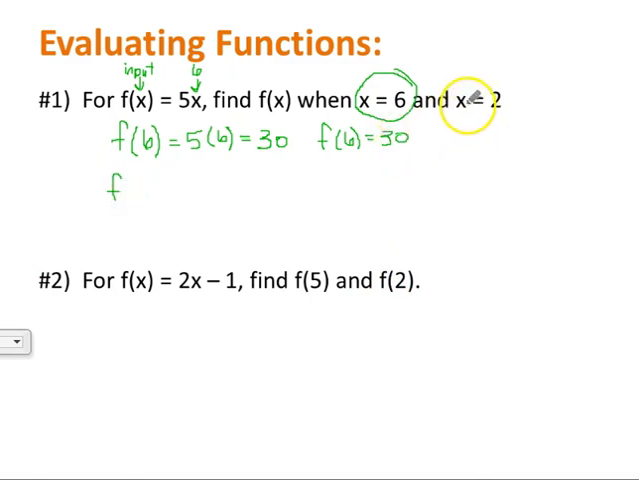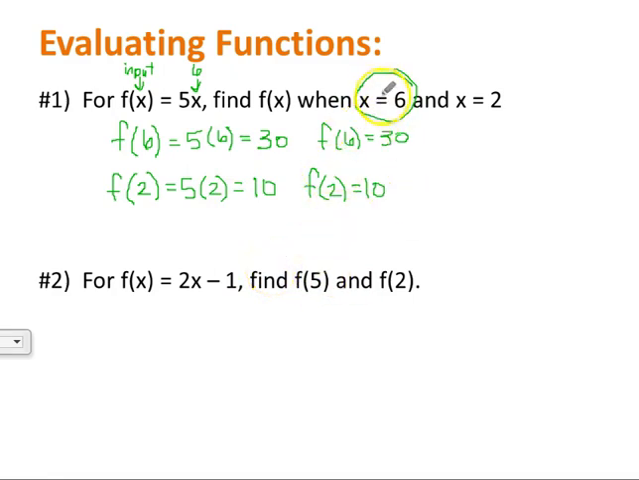It also says to find f of x when x equals 2. Let's do it again. So our input value is 2. Remember, the input value always goes in the parentheses. My function rule is 5 times x. So in this case, we're going to do 5 times 2. 5 times 2 is 10. So when we have an input value of 2, the output value is 10 when we apply that function rule of 5 times x. That's how we find and evaluate functions.